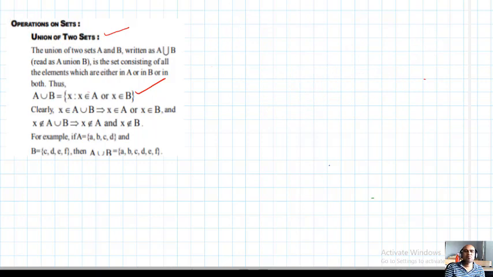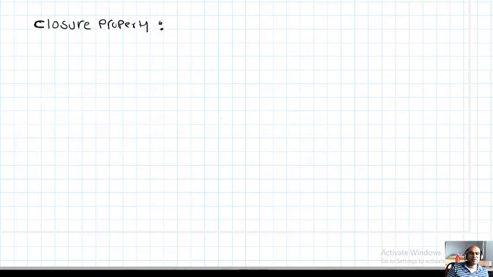Now properties. We already discussed in lower classes the closure property, commutative property, associative property, identity property, and inverse property. If you want, I can explain them, but it will take time. Okay, no problem, I want to explain those again. For that I need to use another paper. So I want to define the closure property.